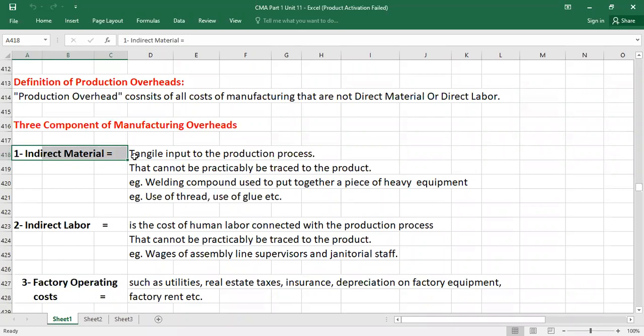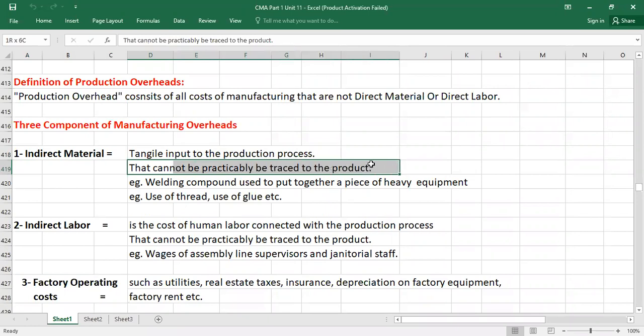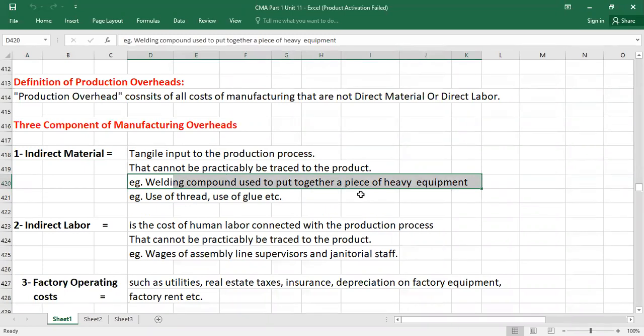Indirect materials are the tangible inputs to the production process that cannot practicably be traced to the product. For example, if you are stitching shirts, the use of thread is the indirect material. If you are manufacturing furniture, maybe the use of glue is the indirect material. And another example may be welding compound used to put together a piece of heavy equipment.